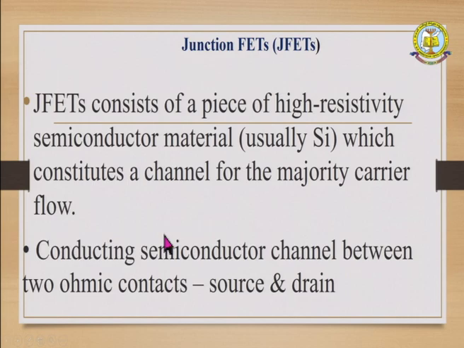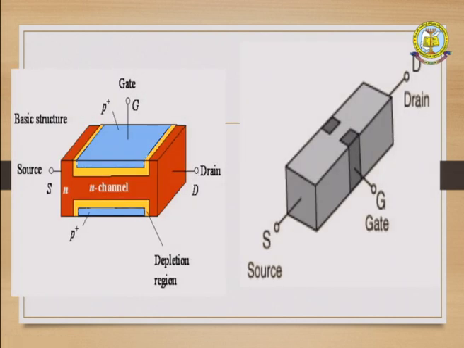JFET consists of a piece of high resistivity semiconductor material. This is the JFET. BJT is the low resistivity semiconductor. This is the FET. Okay. So this is also the same. You are looking at this one. This is also a transistor. This is also a transistor. So here the names of the transistor terminals are changed.